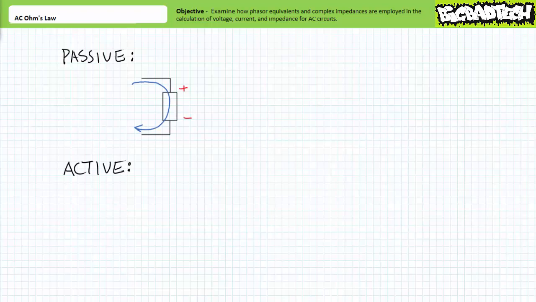A passive element, like a resistor, follows our previous observations. When current is traveling through a passive element, top to bottom, that element will experience a voltage drop positive to negative, top to bottom. Conversely, when current is traveling through a passive element bottom to top, that element will experience a voltage drop positive to negative, bottom to top.